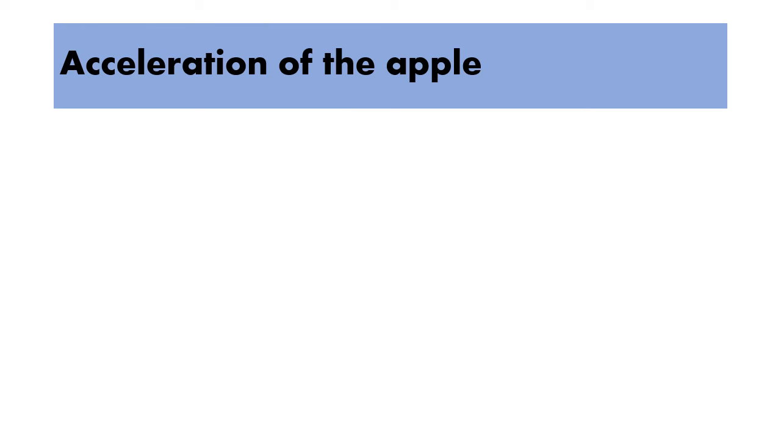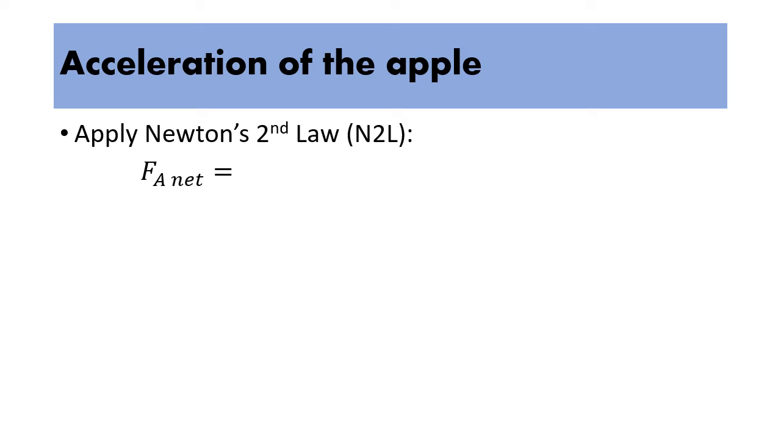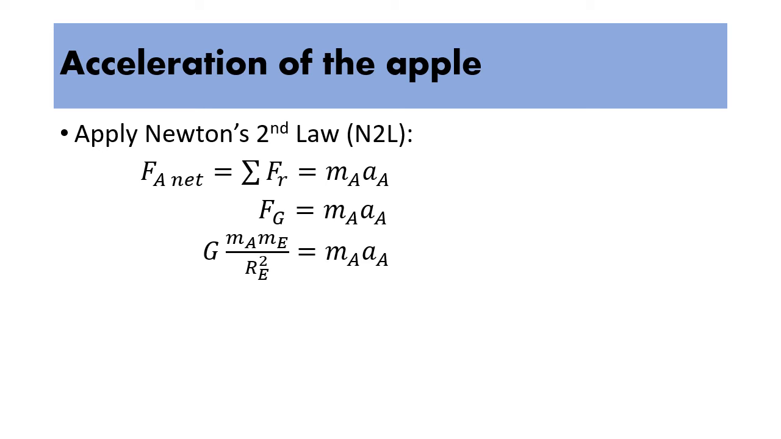We can now determine the acceleration of the apple to the Earth. We'll start by using Newton's second law to determine the net force acting on the apple. Looking at the free body diagram, the only direction in which forces are acting is in the radial direction. This results in a net force which is expressed as the apple's mass times its acceleration. Now the only force acting in the radial direction is the force of gravity, which thus equals the net force. The force of gravity on the left-hand side is given by Newton's law of gravitation, while the net force on the right-hand side is given by Newton's second law of motion.